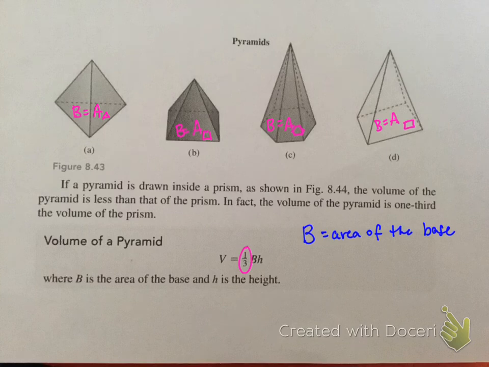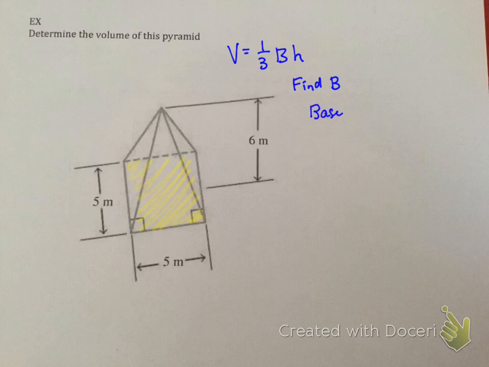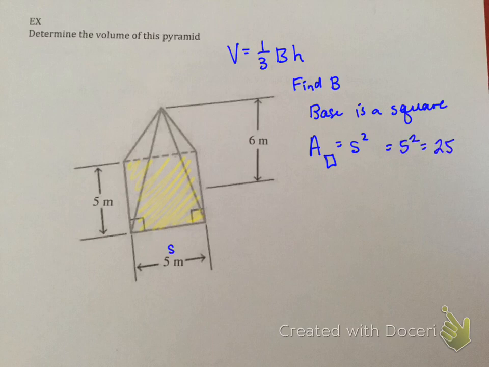Let's do this very last problem together. Determine the volume of this pyramid. Once again, volume equals 1/3 base times the height. We need to find the base first. I'm going to highlight the base. The base is the bottom of the figure. Looking at that, I see that the sides are both 5, so I know the base is a square. The area of a square is side squared, so 5 squared gives 25. So 25 meters squared is the area of the base.